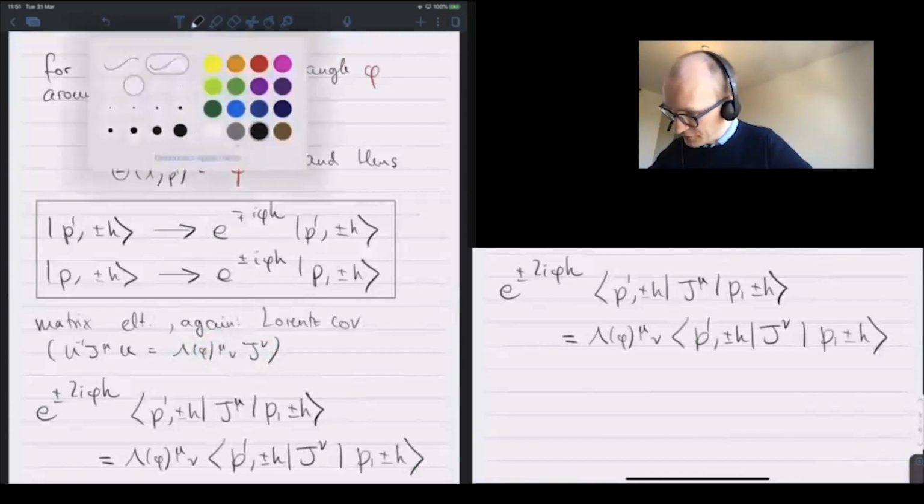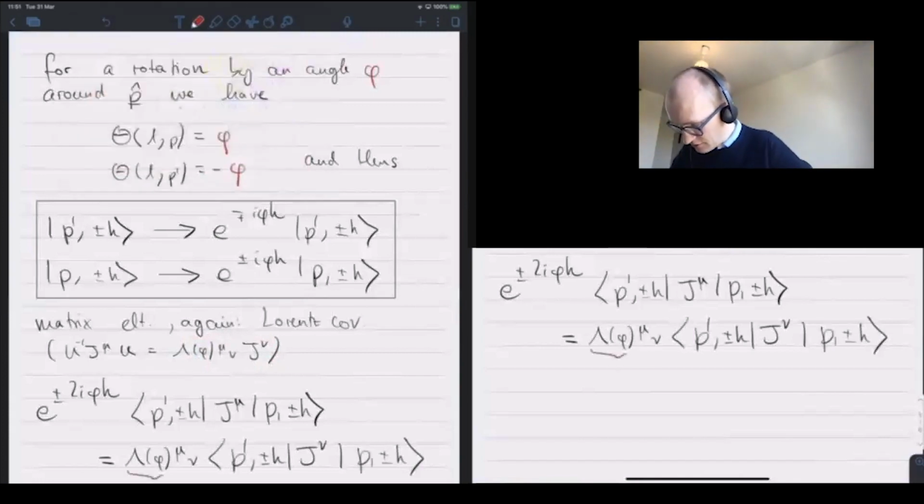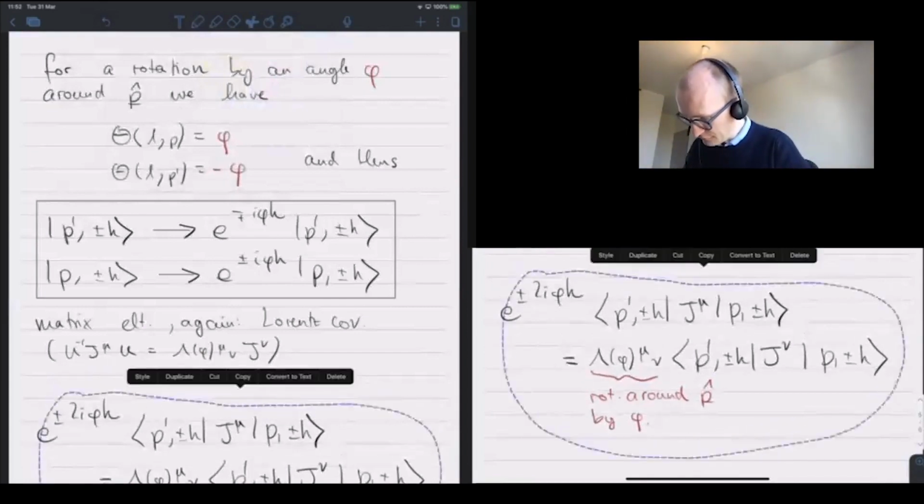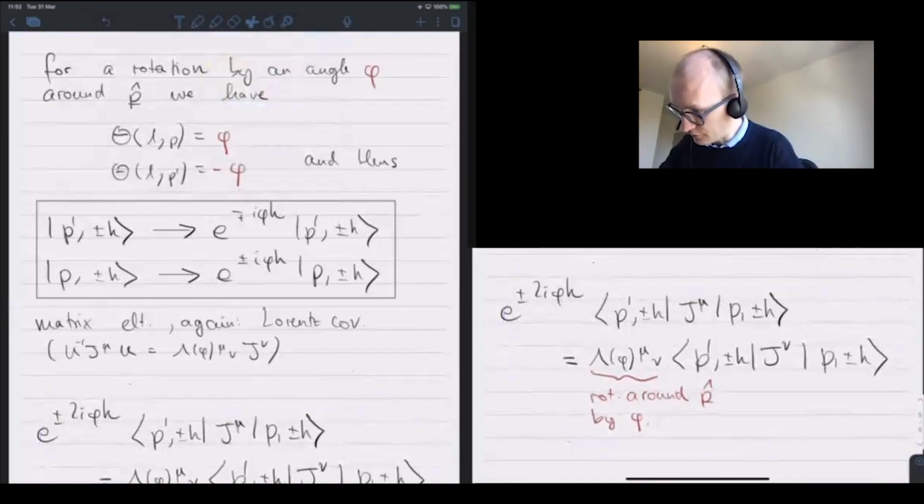And in particular also, of course, this Lorentz transformation here has to be the rotation by phi around P, which is the rotation by minus phi around minus P. So this statement that we have here is really nothing but a statement of consistency, Lorentz covariance. So this must be true if the theory is Lorentz covariant. That's in some sense a very simple requirement.